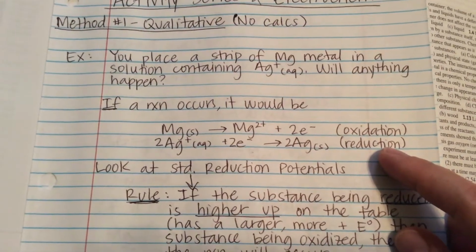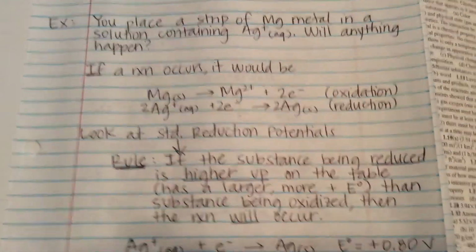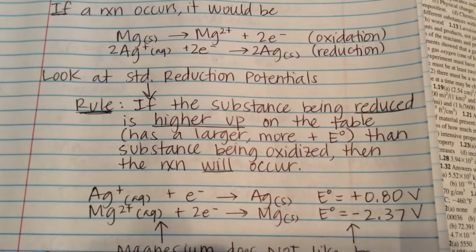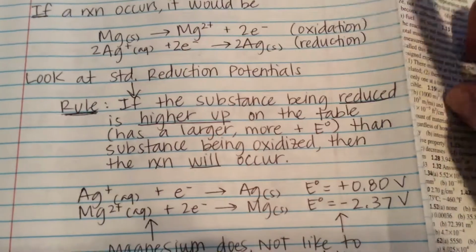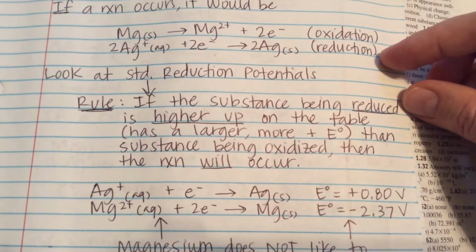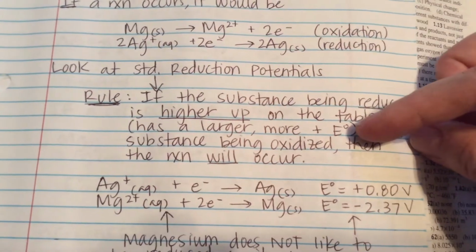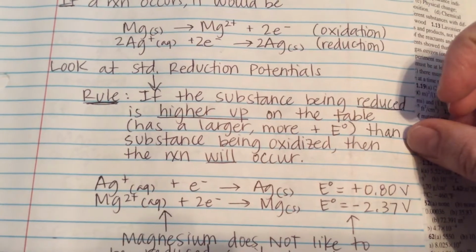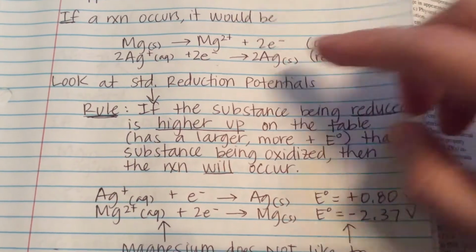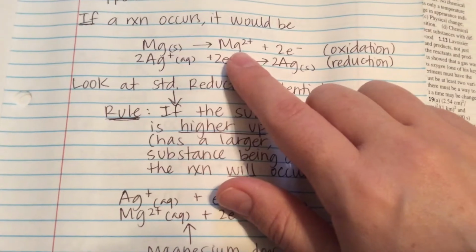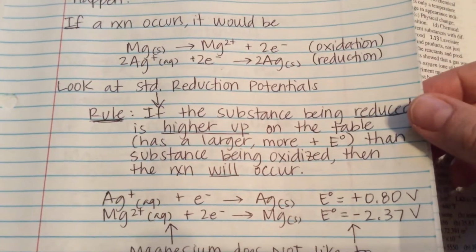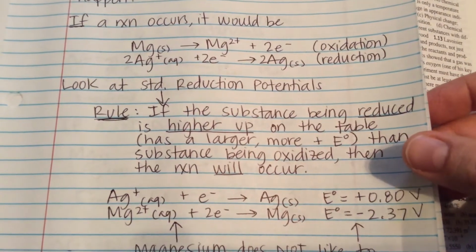So we need to figure out, is something going to happen, yes or no? The rule here is we look at our standard reduction potentials. If the substance being reduced, in other words Ag+, is higher up on the table, meaning it has a larger, more positive E value than the substance being oxidized, namely the Mg2+ (remember, this is a reduction table, so it'll be listed as Mg2+), then the reaction will occur.